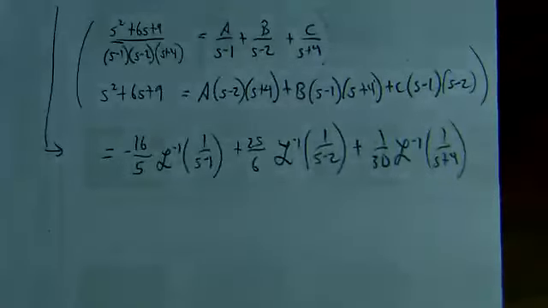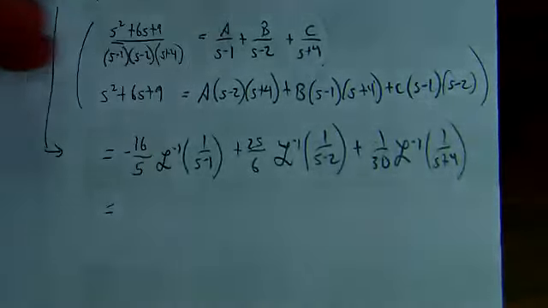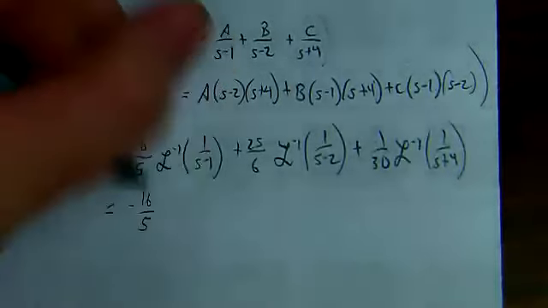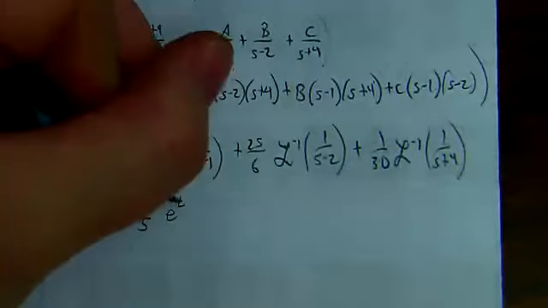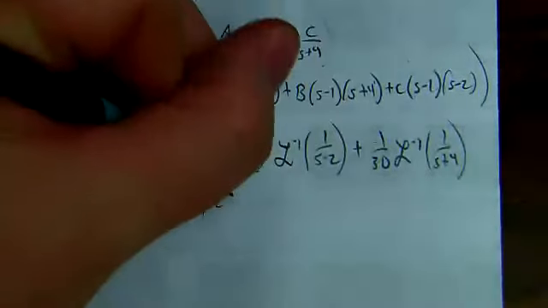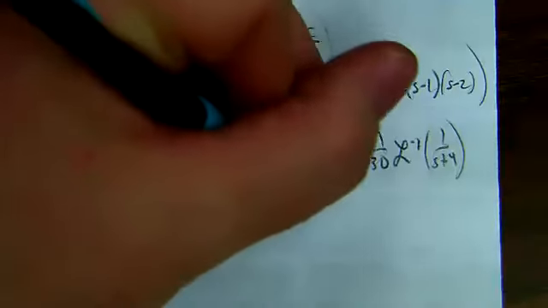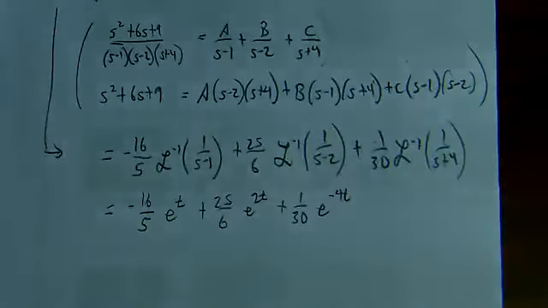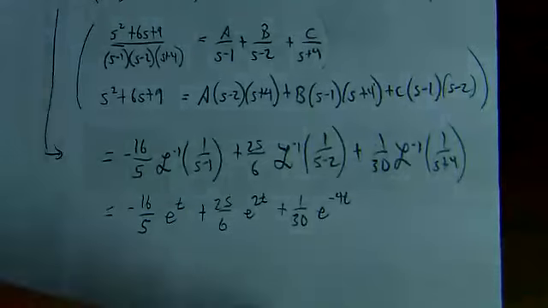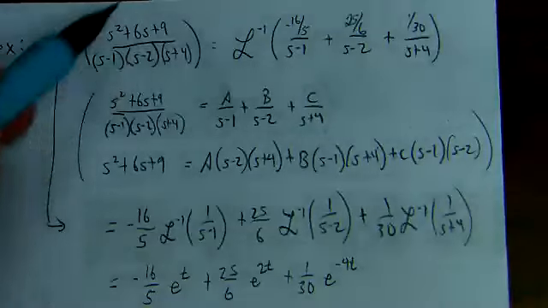Because each of these are relatively straightforward in terms of the function in t space whose Laplace is this. 1 over s minus 1, well, the function that gave me that had to be e to the 1t. 1 over s minus 2, the function that gave me that had to be e to the 2t. And 1 over s plus 4, the function that gave me that had to be e to the negative 4t. So, and there it is. There is the function whose Laplace transform is this.